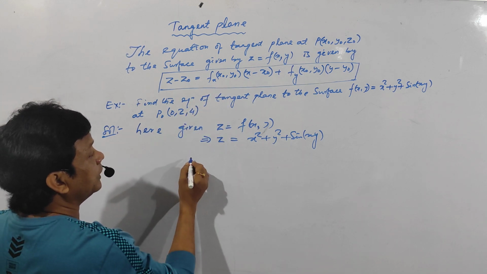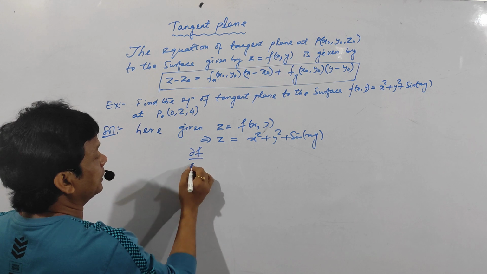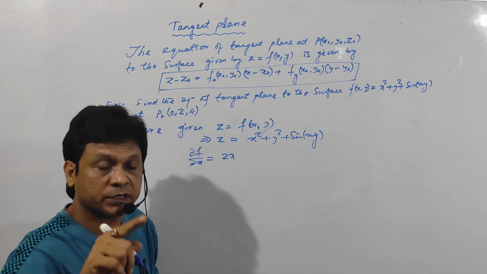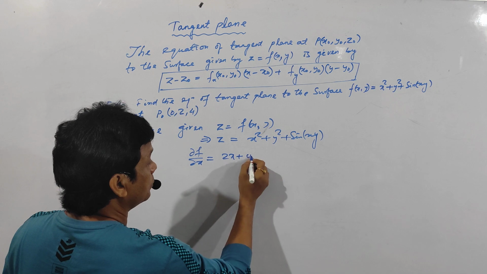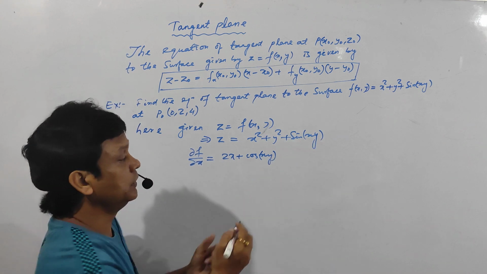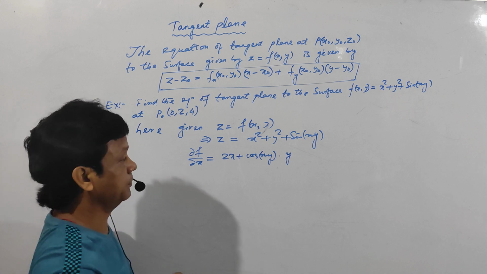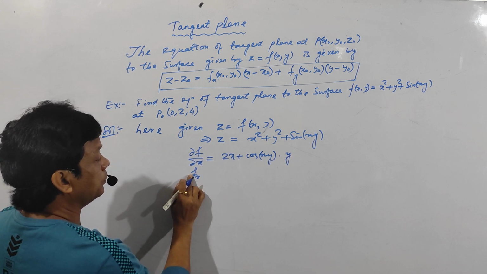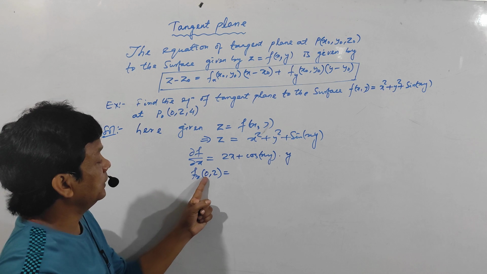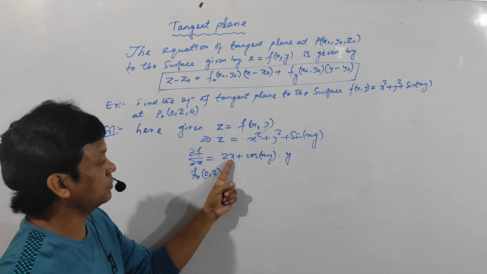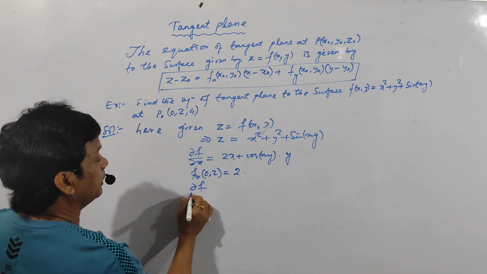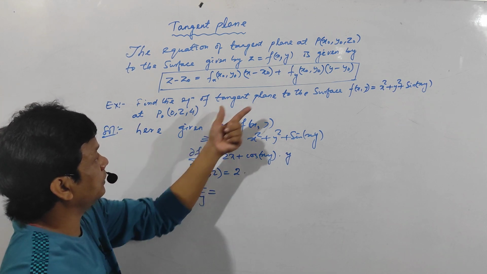So, first of all, you want to find del f by del x. Clear? So, del f by del x is 2x, plus the derivative of sine u, which is cos u into du by dx. That means here it is cos of xy into del by del x of xy. And del by del x of xy means y is a constant, it comes forward, and the derivative of x is 1. So f of x at the point x0, y0, that is 0, 2: put x equals 0, y equals 2. Here 2x is 0, and cos 0 is 1, and y is 2, so the answer is 2. Clear?